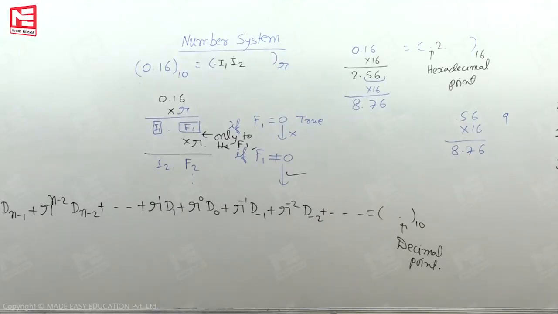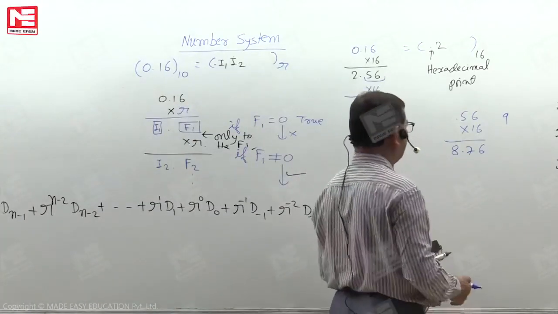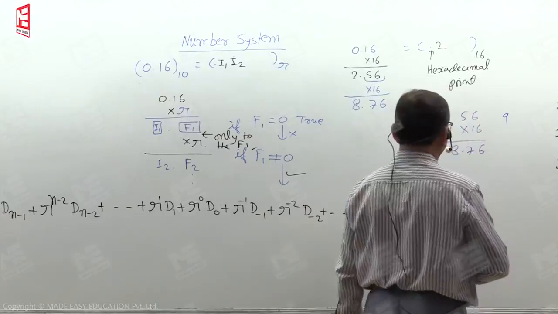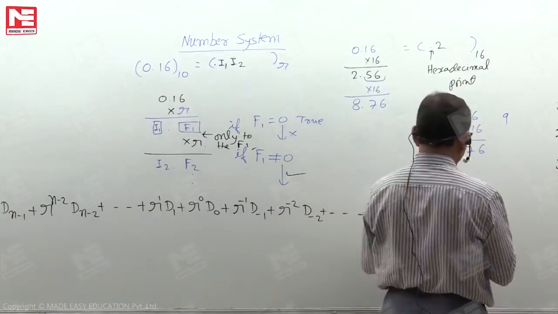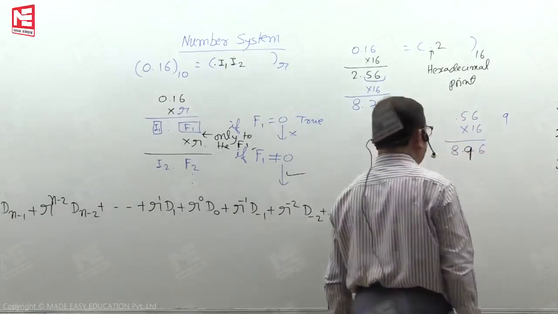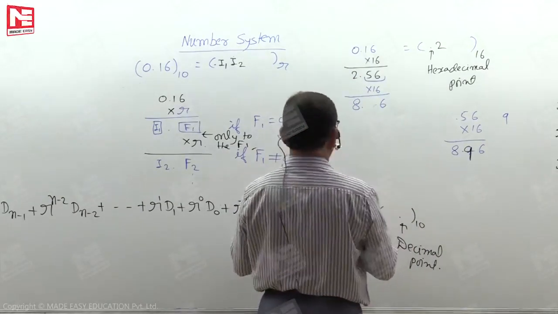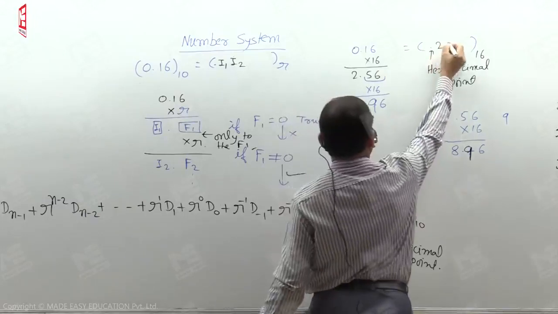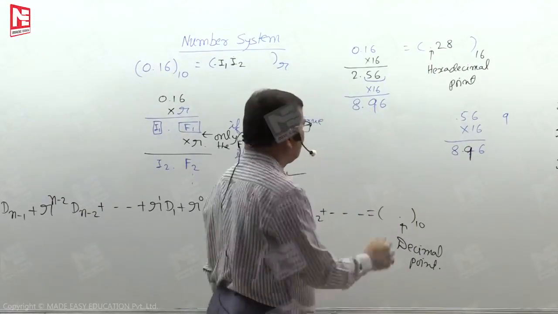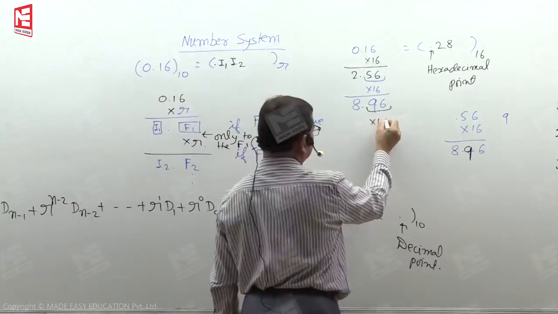I think it is 8.96. So this is 8.96. The second digit after the hexadecimal point is 8. The fractional part f2, based on the notation we described, is not equal to 0, so we need to proceed with further multiplication.